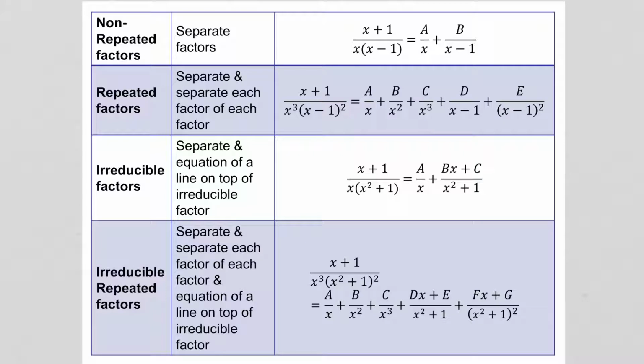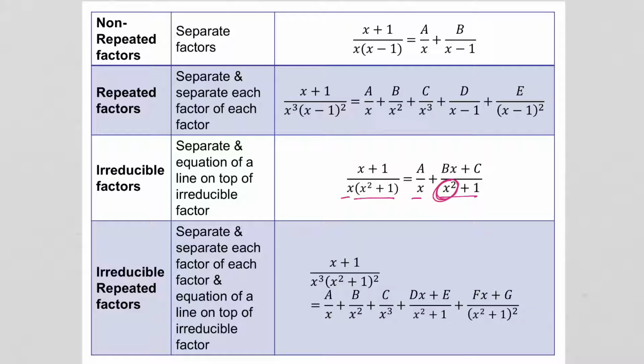For the second one, for repeated factors, we have x cubed and x minus 1 squared. So here's your example. X cubed, you need every factor of that. So x, x squared, and x cubed. For x minus 1 squared, you need every factor of that. X minus 1 and x minus 1 squared. For irreducible factors, that's what the third one is called, we have x and x squared plus 1. It won't reduce to a regular factor without the squared. So we just multiply x and x squared plus 1.